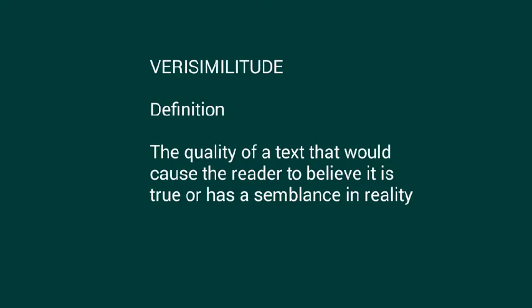Verisimilitude. We can define this as the quality of a text that would cause the reader to believe it is true or has a semblance in reality. We can use this to compare and contrast texts by looking at the different ways in which that text grounds itself in the world that we live in, and thus we can take the ideas presented in that text more seriously. That does not mean all texts have to be fiction for verisimilitude to apply.